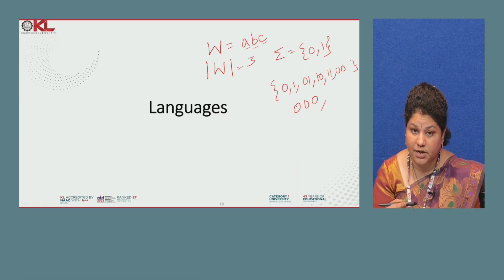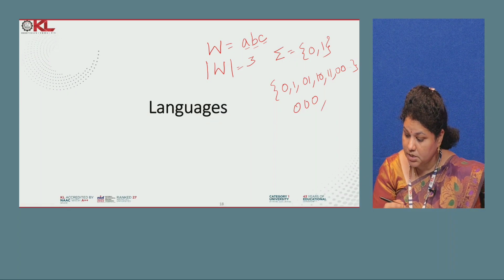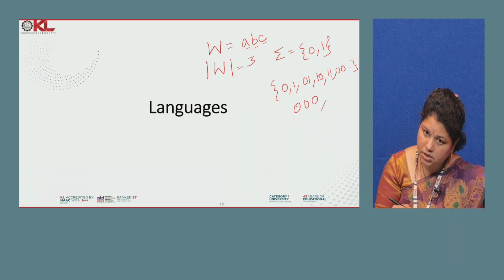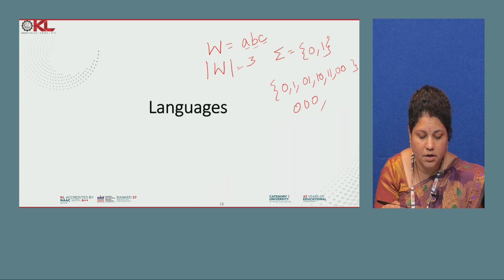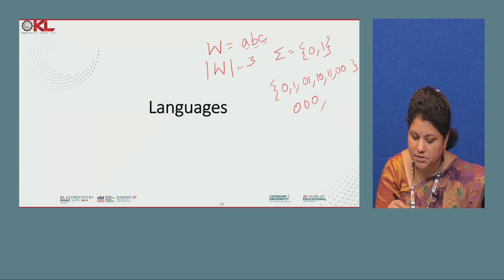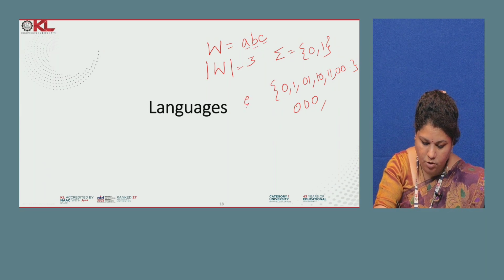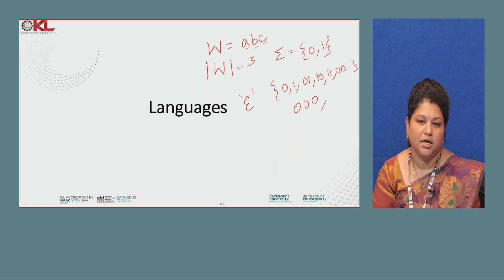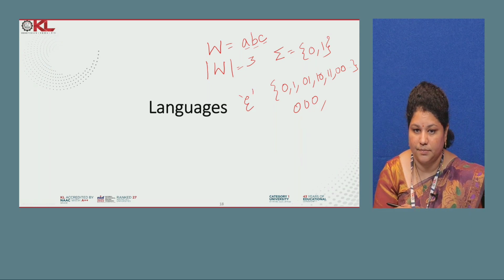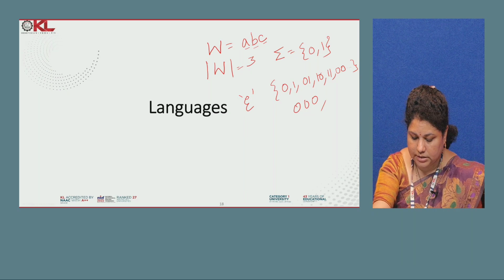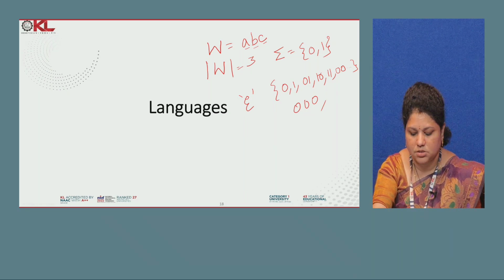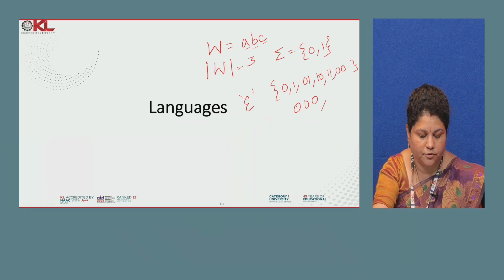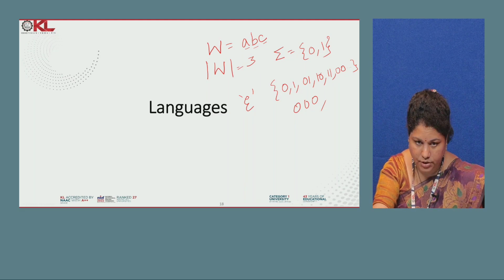Next, the empty string. An empty string means a string that does not have any symbol. It can be represented with epsilon. Next, these are some of the operations which are performed on the string.